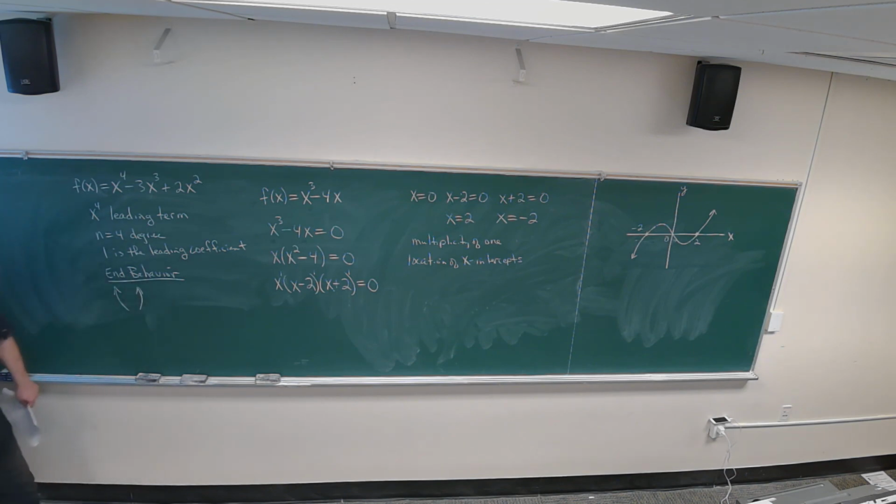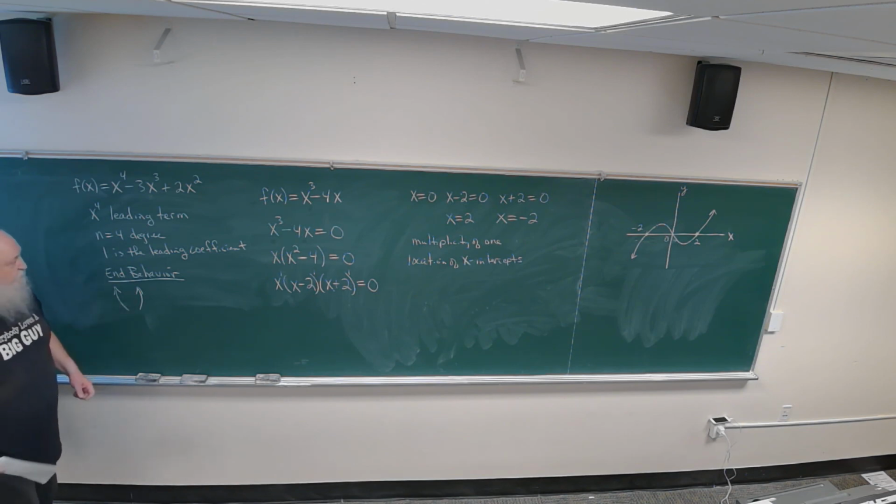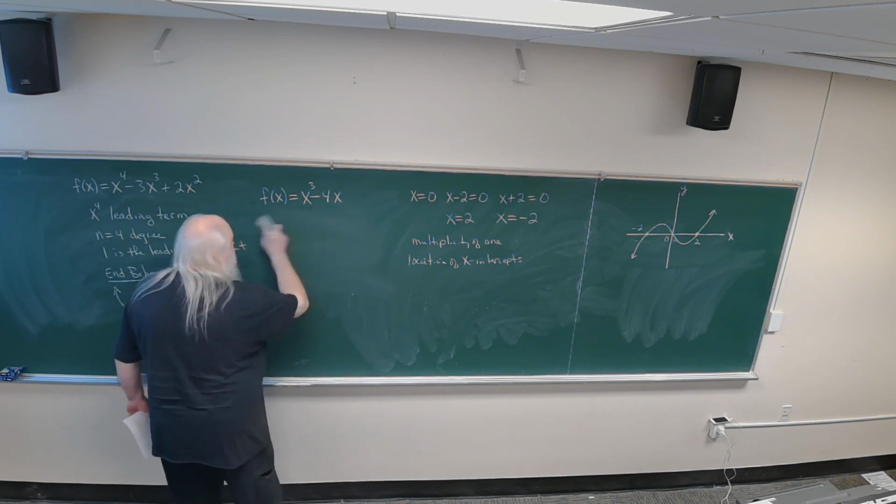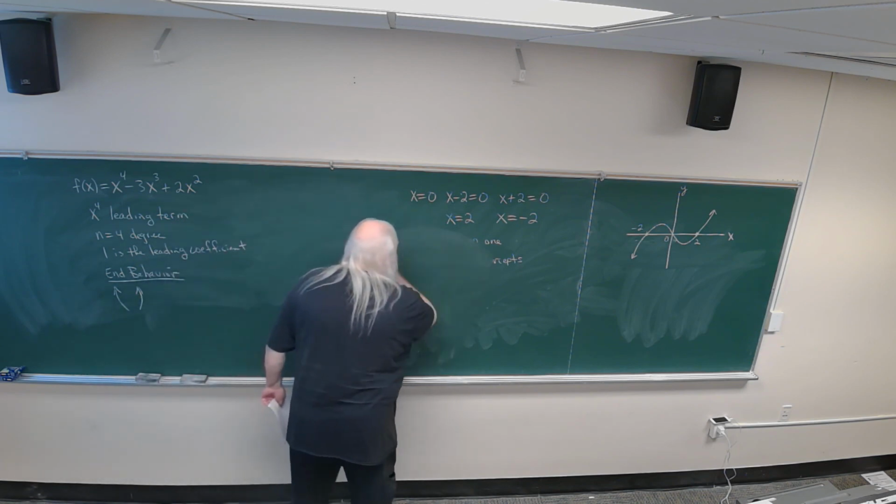Just like a parabola does, the squaring function, the left end goes up, the right end goes up. Okay. And now we have to find the x-intercepts of this polynomial.